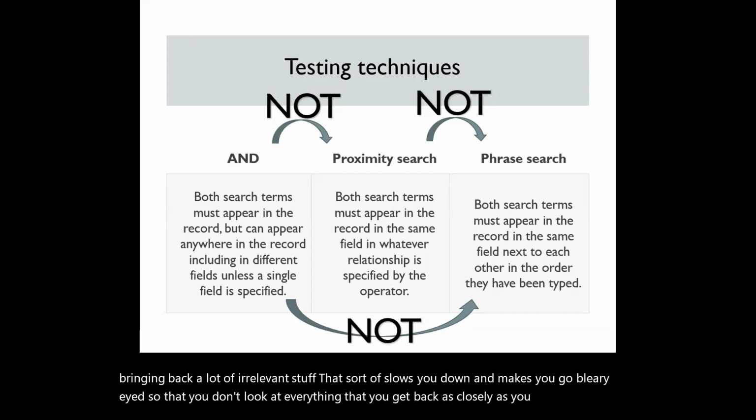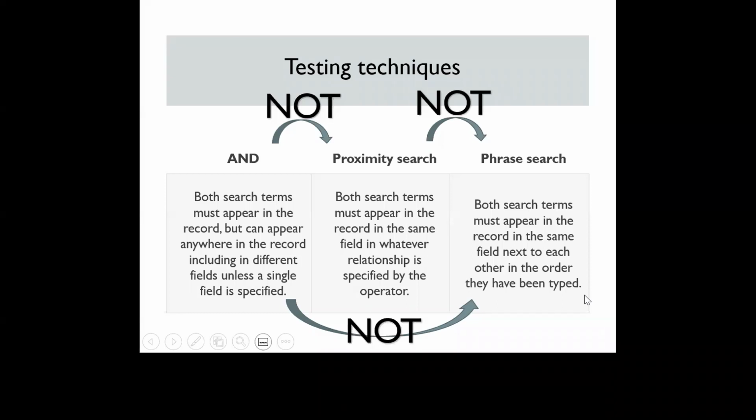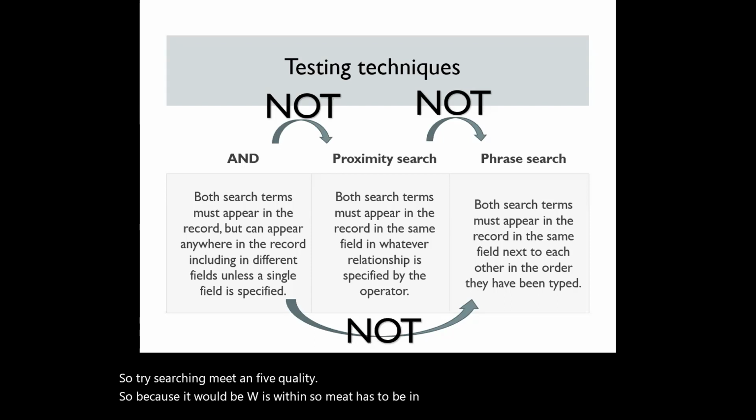So are there any questions? We've had one question that's just come through. If I read that for you, it says, I thought that Carol said that the default phrase search was within 5 words, but if I search meat quality and secondly meat W5 quality, the results are not the same. So try searching meat N5 quality, because W is within, so meat has to be in front, but the default would be a near, where they could be in either order.